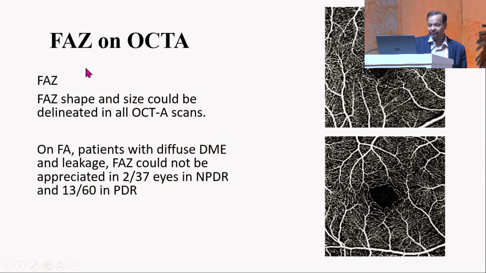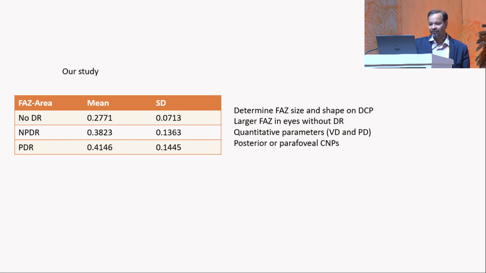Next was FAZ. FAZ shape and size we all know can be calculated on OCTA scans. One important difference compared to FA is that when you do FFA, there is leakage of dye, and that will lead to fuzzy borders of FAZ, and you may not be able to accurately calculate the size of FAZ. But on OCTA, we found that in all the patients we could accurately detect the size of the FAZ, and these are the various values we obtained.